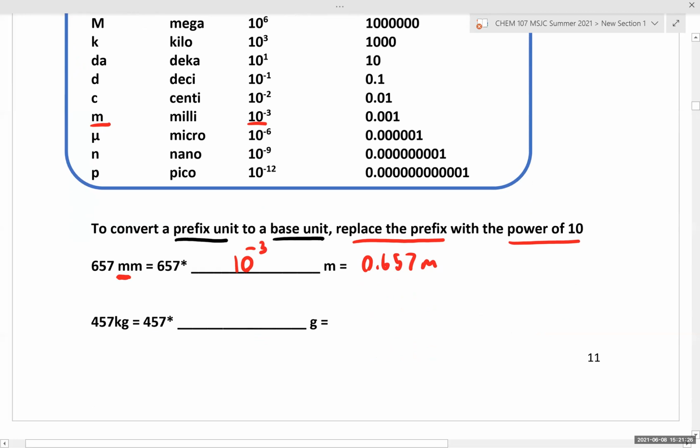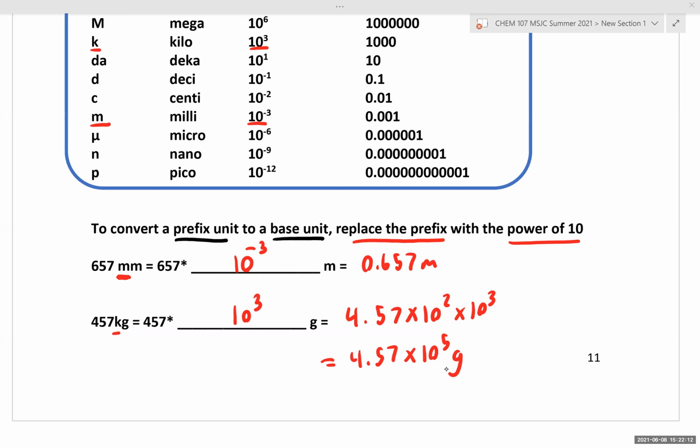So let's look at this second example. We have 457 kilograms. If we're converting from kilograms to grams, what does the kilo prefix represent? 10 to the third. 10 to the third, exactly right. So we replace the kilo prefix with 10 to the third, and that gives us 457 times 10 to the third, that we can write as 4.57 times 10 to the second times 10 to the third, which we can write as 4.57 times 10 to the fifth grams.